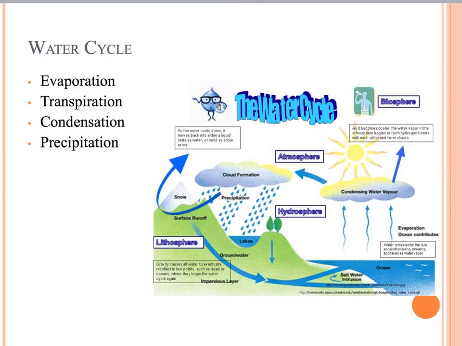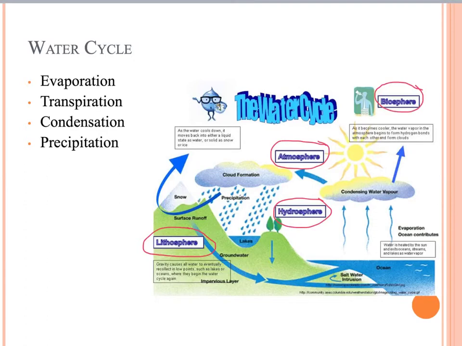We can see that this particular diagram also includes keywords from the Introduction to Ecology screencast that I made. That is, we have the biosphere, atmosphere, hydrosphere and lithosphere. We just remind ourselves that biosphere is all of the things that are alive. Atmosphere is the gas component of the planet. The hydrosphere is the liquid part, and the lithosphere is the rock part. We're dealing entirely with the hydrosphere when we're dealing with the water cycle.